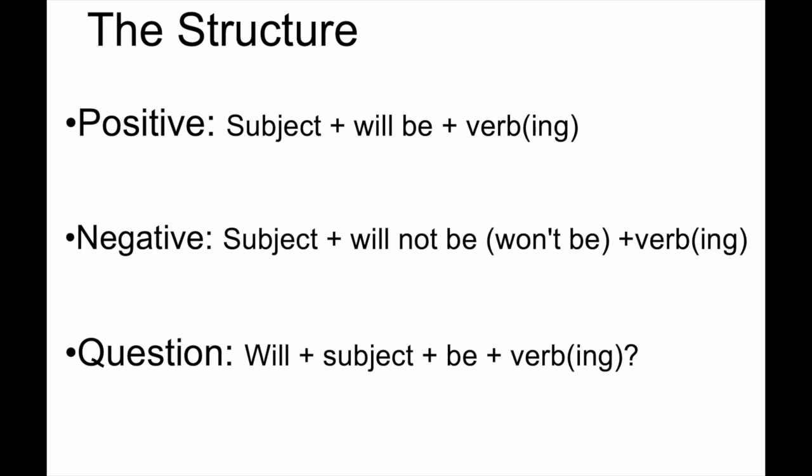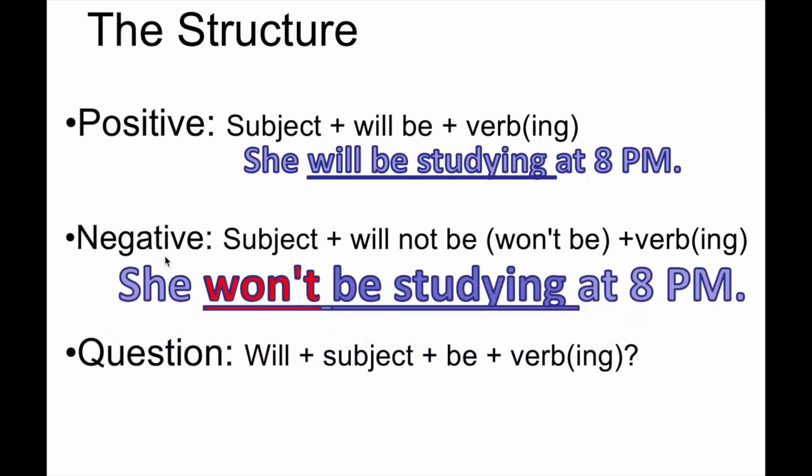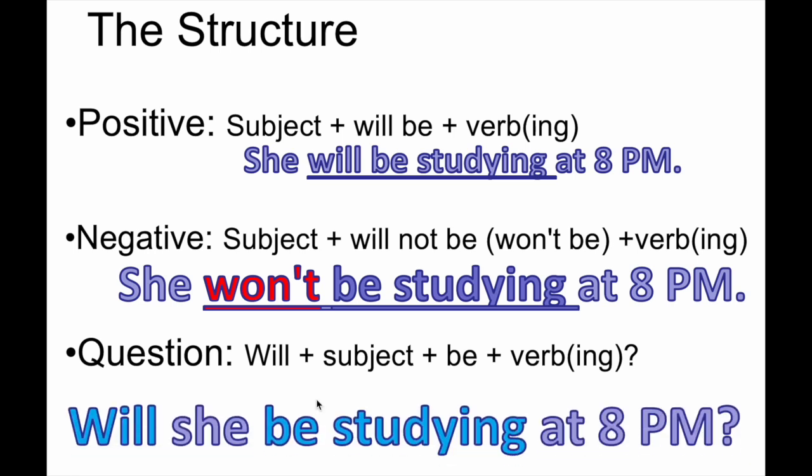Let's dive into the structure. For positive sentences, we need subject she, he, we, I, you, they, plus will, plus be, ing form of the verb, and rest of the sentence. Negative sentences, we need subject plus won't plus be and ing form of the verb again. Question form, we need will plus subject, be and ing form of the verb.